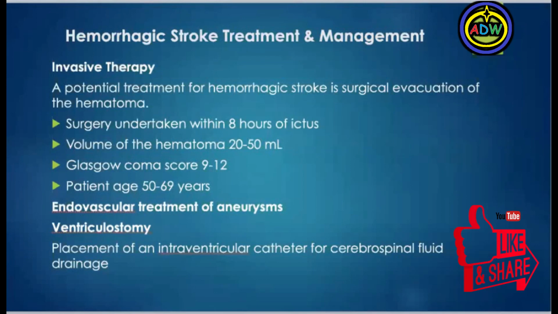9-12 is a condition called moderate. Less than 9 is severe. So Glasgow Coma Scale score 9-12 is moderate severity of brain injury, in this case from hemorrhagic stroke. Patient's age is 50-69 years old.